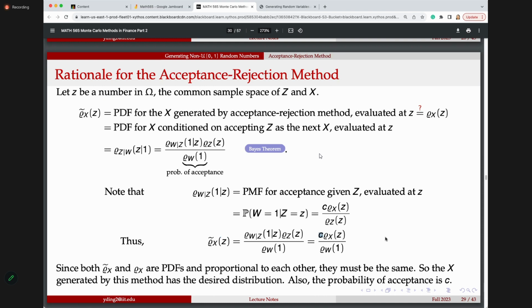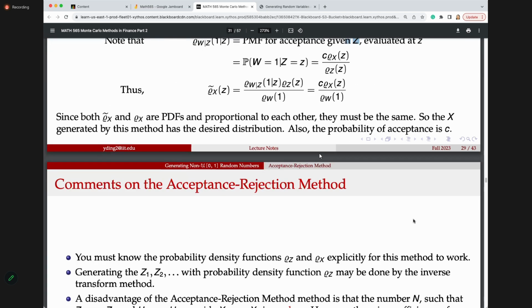So this tells us your C determines how large a sample size you need, because you cannot say I want to generate 1,000 instances for X and then just use 1,000 Z to generate them. That's impossible, because not all the Z will be accepted. Then you need to consider how to generate this. So that's the probability C.